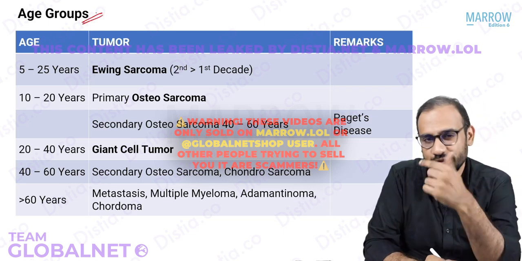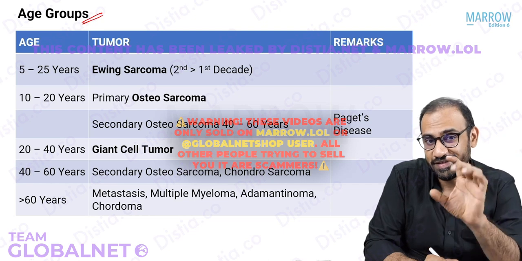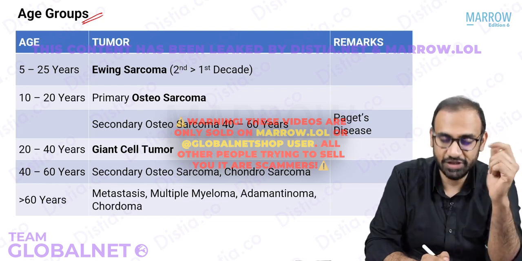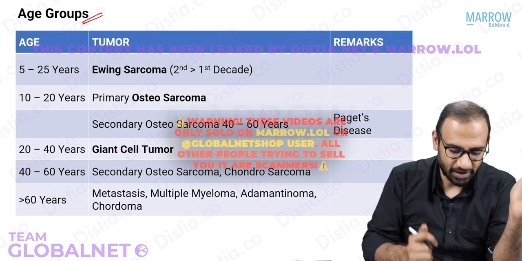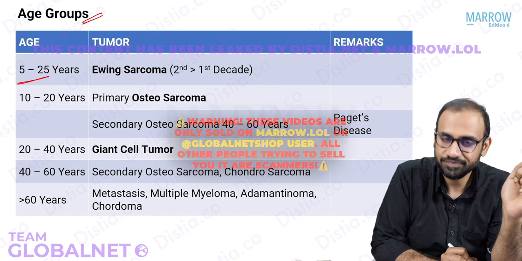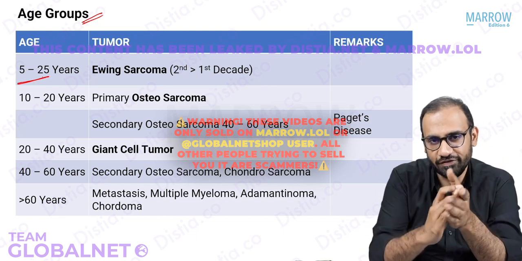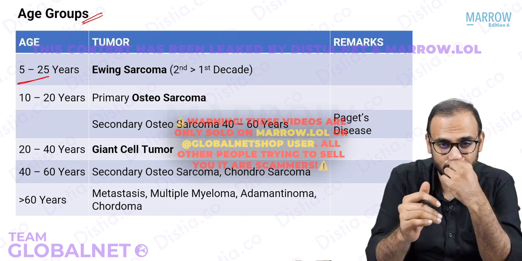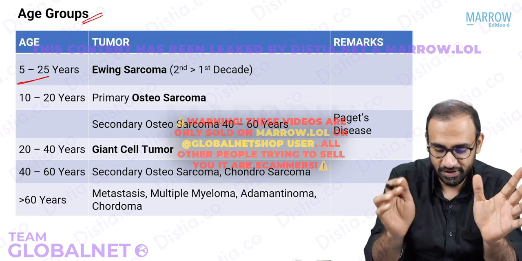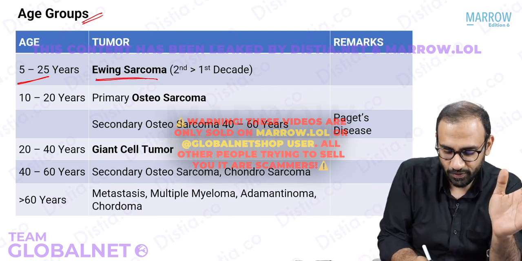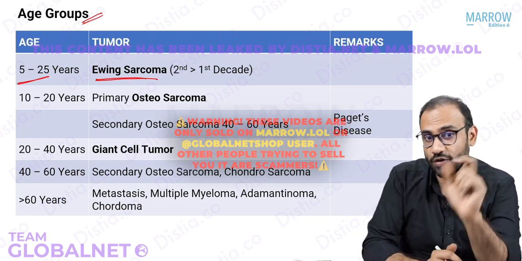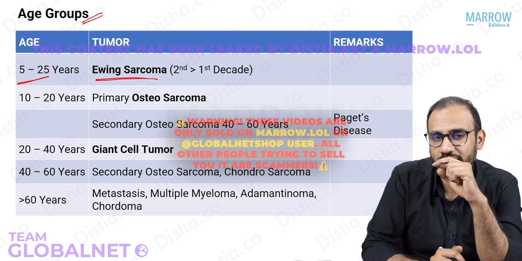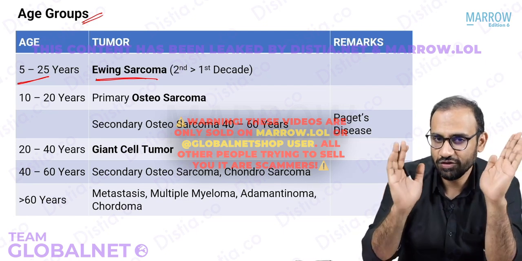Now, what is this table? It's a table of age groups. So what are the tumors that occur in the respective or different age groups? The first table is of the age groups here, where I've given you from childhood to elderly population. So 5 to 25 years. What is the most common tumor that usually occurs in 5 to 25 years? Ewing sarcoma. Okay, so let's talk about the Ewing sarcoma in terms of age of presentation on your exam. Ewing sarcoma occurs in 5 to 25 years of population.